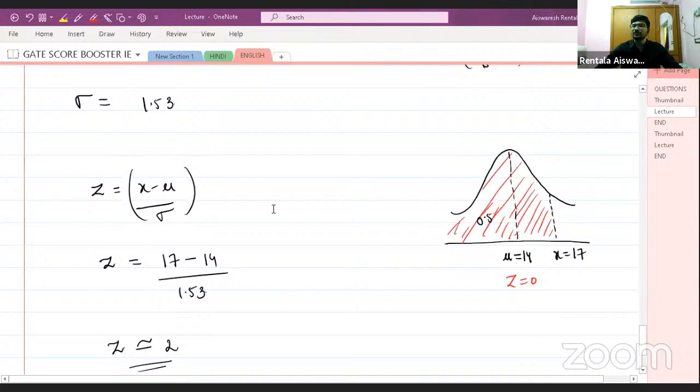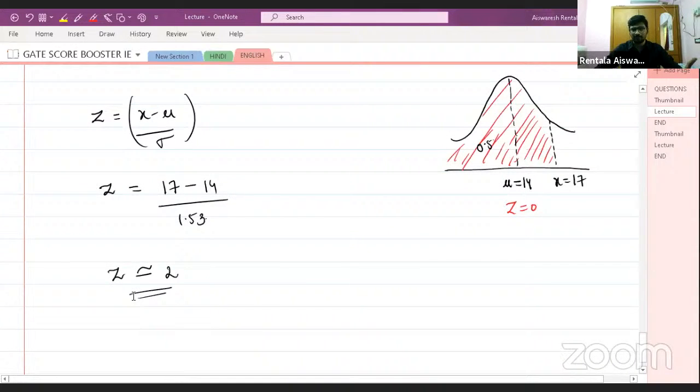Okay, so if they want to ask a question from this particular topic, definitely you cannot remember all the values of probabilities corresponding to z value. Like if I ask you what is the probability at z is equal to 1, z is equal to 1.5, 1.6, 1.7, a lot of values, definitely you cannot remember. So most probably if they ask you any question from this topic, they will provide you normal distribution tables.